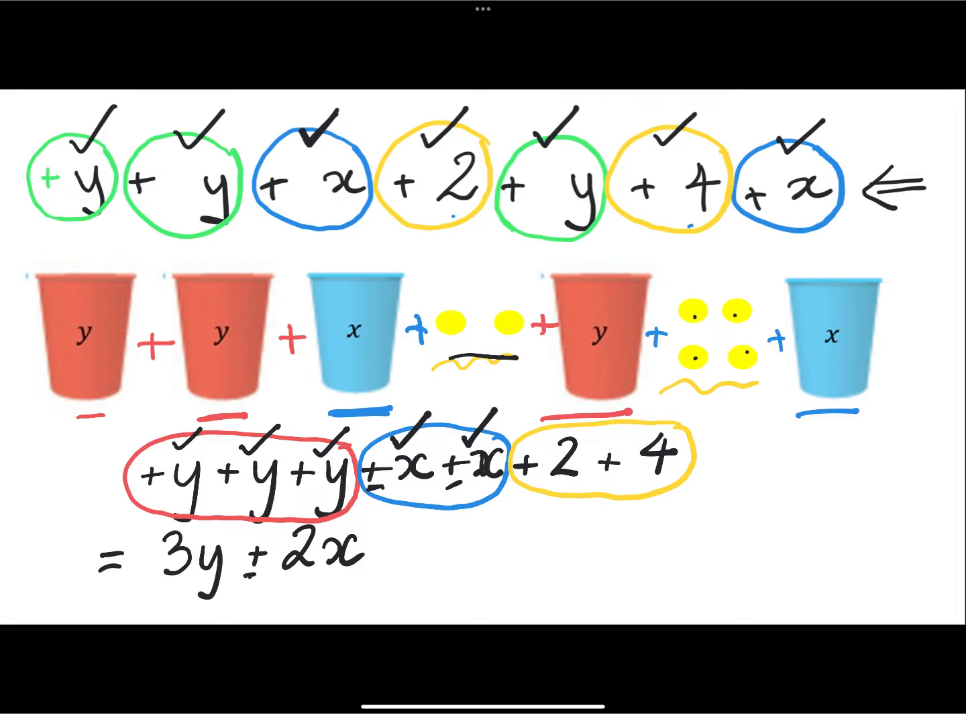And then lucky last, I have my constants. So I have 2. If I start at 2 and I add 4 more, I get 6. So my final equation for this one is 3y plus 2x plus 6.